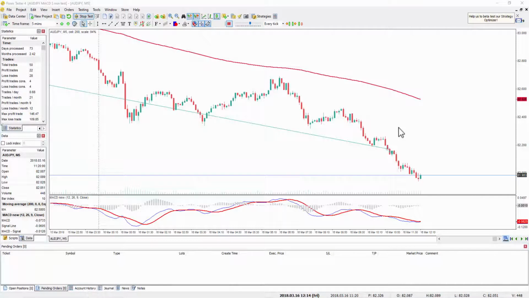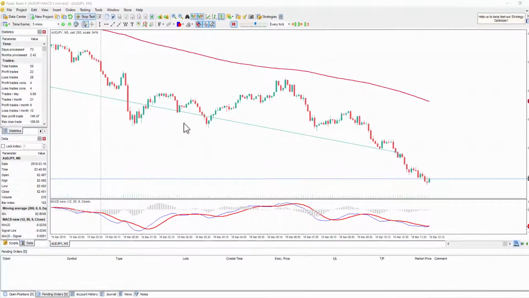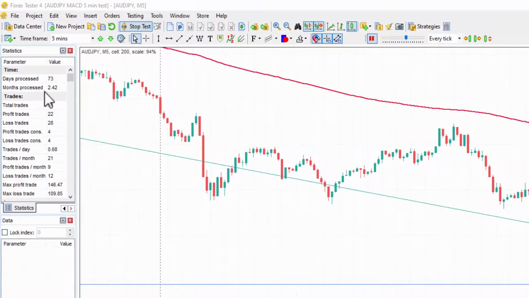I have just completed 50 trades using the MACD strategy on the 5-minute time frame. And as always, I have ended with a profitable trade. This time around, on the 5-minute time frame, I completed 50 trades in about 2.5 months, so 73 days total. Out of 50 trades, I had 22 profitable trades and 28 losing trades. My winning streak went as far as 4 winning trades in a row, and similarly, I had 4 losing trades in a row.